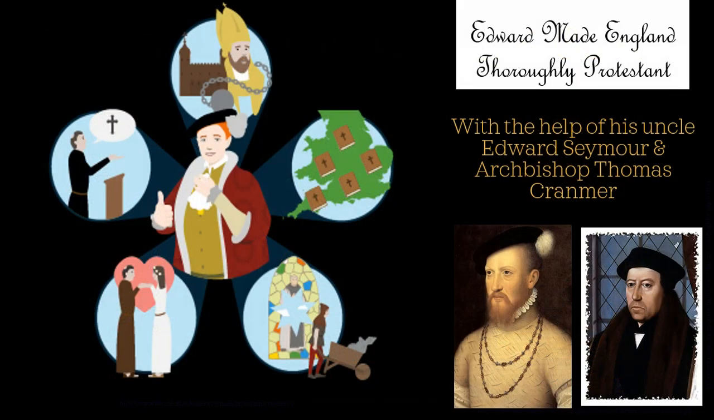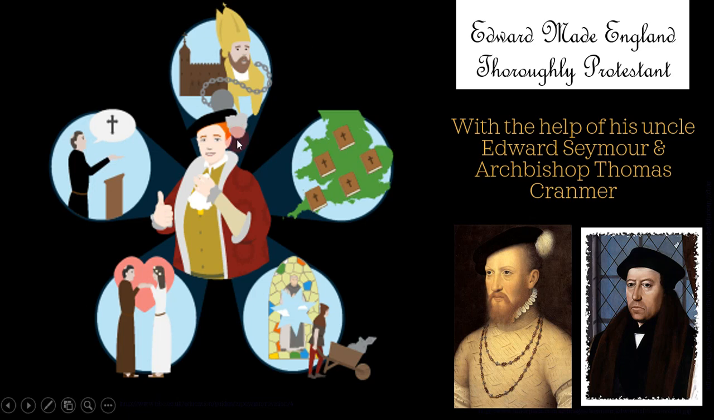Okay, so what did Edward do to change things up? He made England Protestant for sure, and with the help of his advisors. Now we have down here Cranmer in the corner. This is Cranmer, who was a religious advisor, and politically and somewhat religiously, Edward Seymour. Now Edward Seymour was his uncle, his mother's brother. And he turned out to be quite a good advisor for the young king.